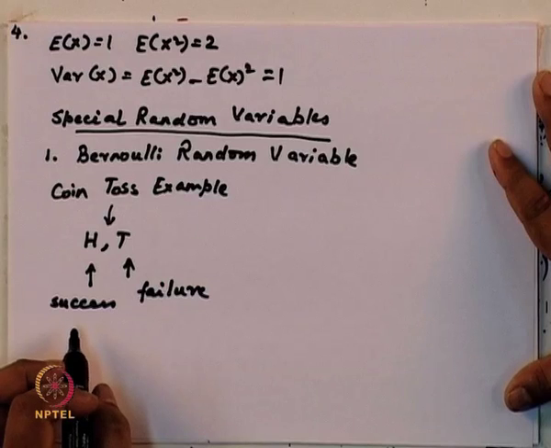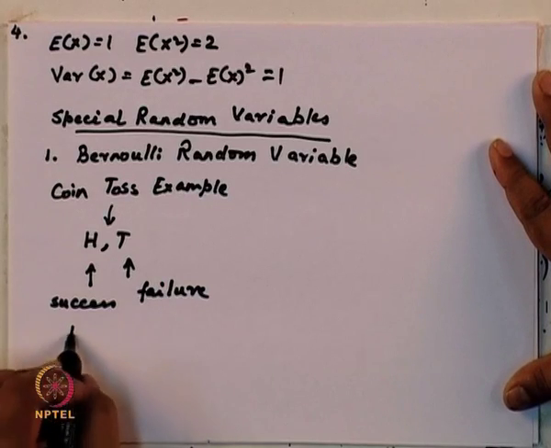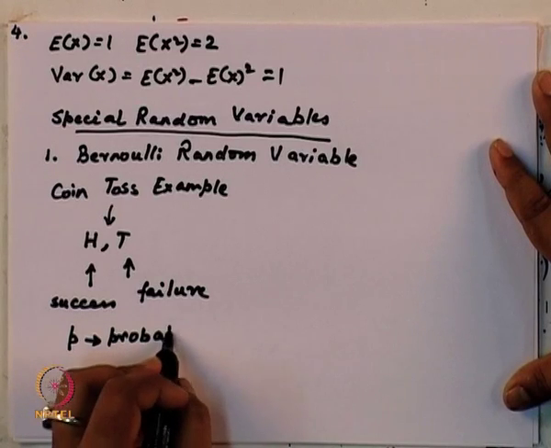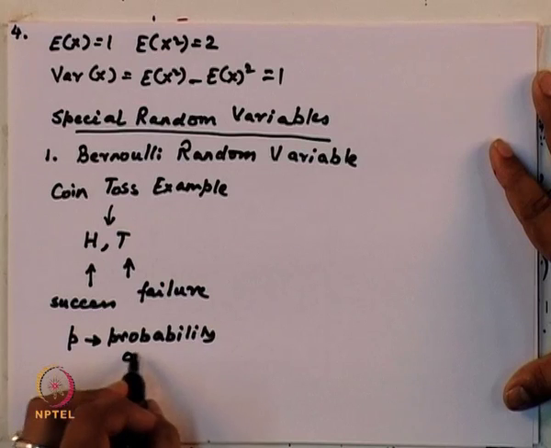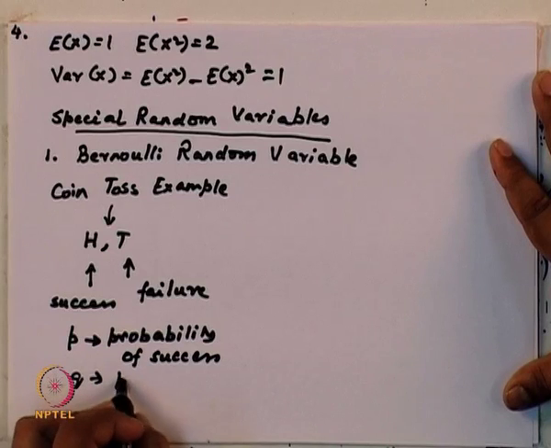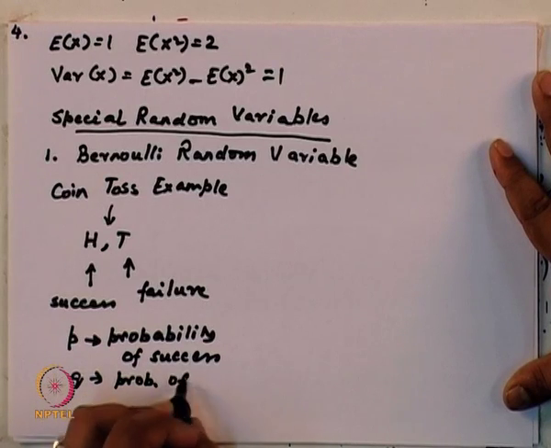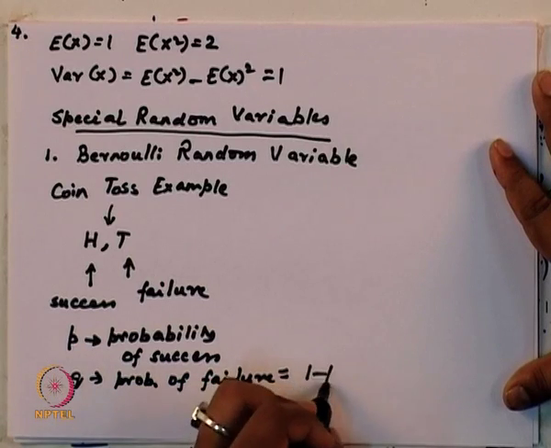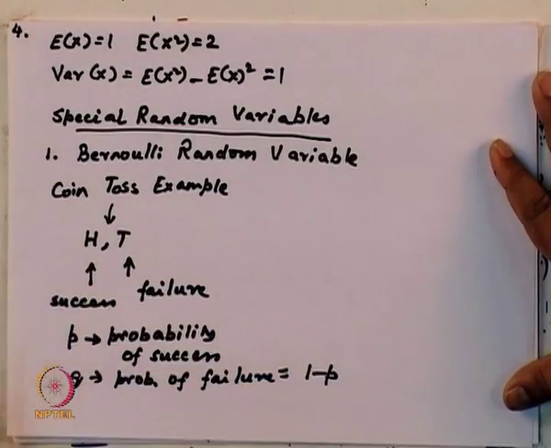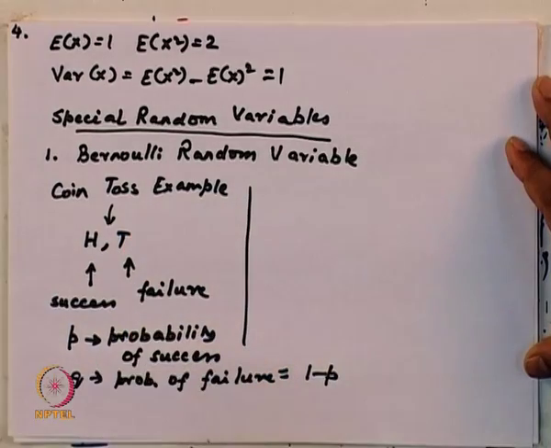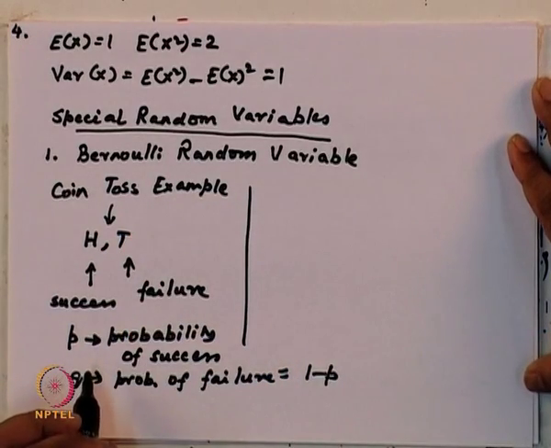So, for an unbiased coin, P is the probability of success, and Q is the probability of failure, equal to 1 minus P. So, this is a single trial. Now, this is just one particular example.